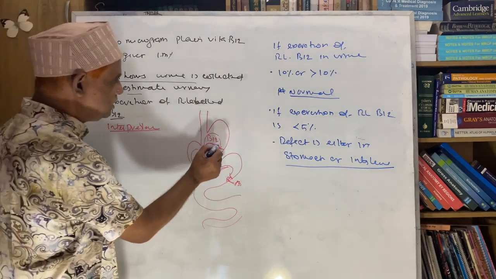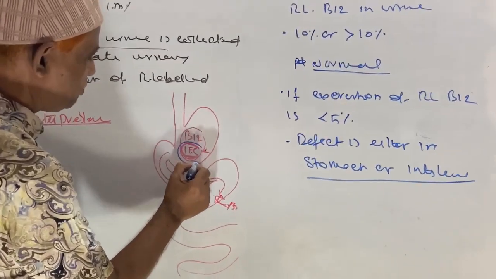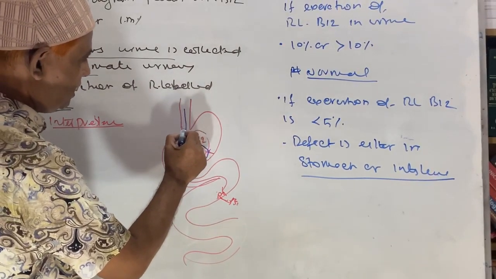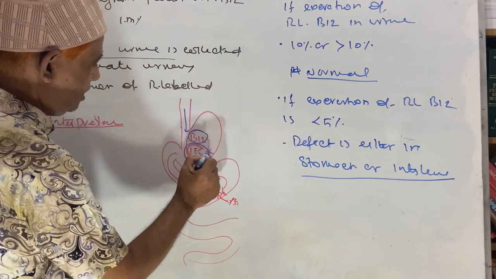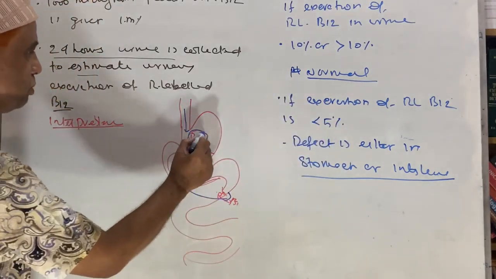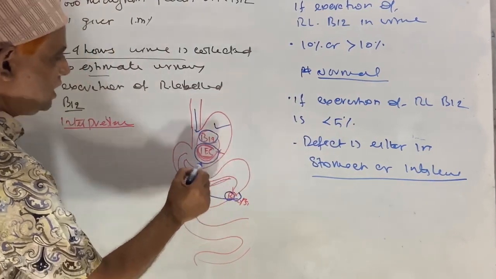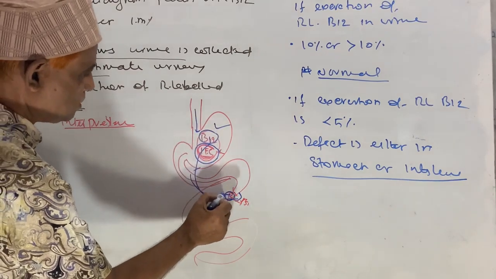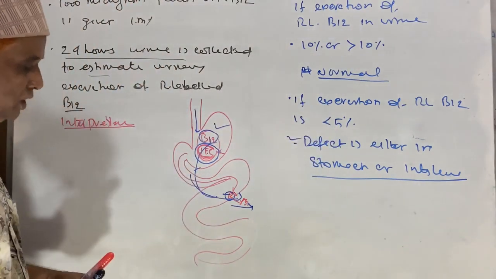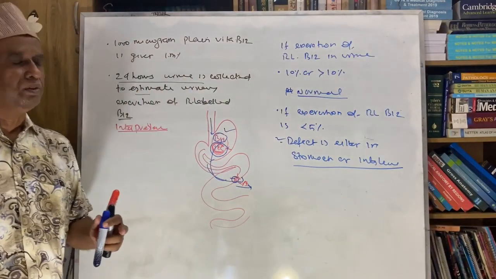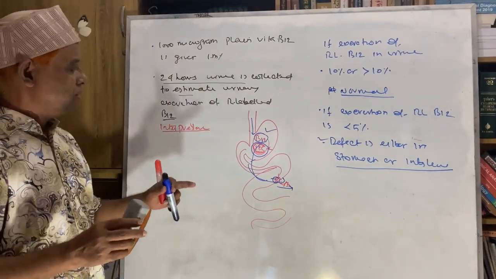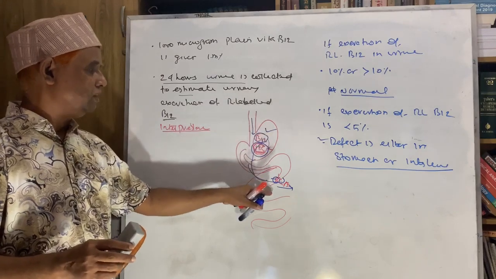If there is a defect in the stomach, there is insufficient intrinsic factor of Castle. With insufficient intrinsic factor, the orally taken radiolabeled vitamin B12 will not be absorbed, so excretion will be less than 5%. Again, if the stomach is okay but there is a defect in the intestine, the combination will come, but due to absence of receptor it will not be absorbed. So excretion will be less than 5%. So if excretion of radiolabeled vitamin B12 is less than 5%, it indicates a defect either in the stomach or in the intestine.